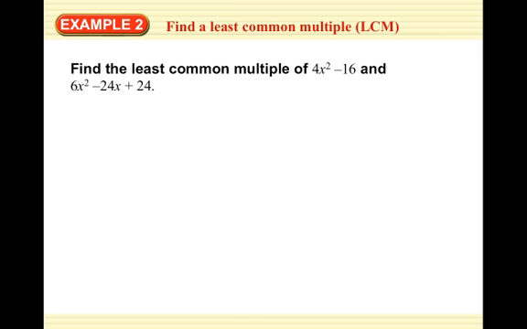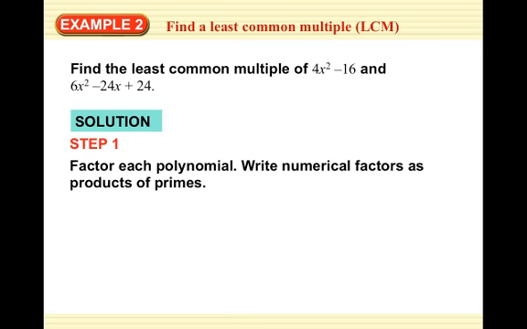Just to practice finding least common denominators, let's find the least common multiple of 4x squared minus 16 and 6x squared minus 24x plus 24. A least common denominator is a least common multiple that comes from looking at two denominators. What you do is consider the factors of each polynomial. Write numerical factors as products of primes. That way you can make sure you end up with the least common multiple.